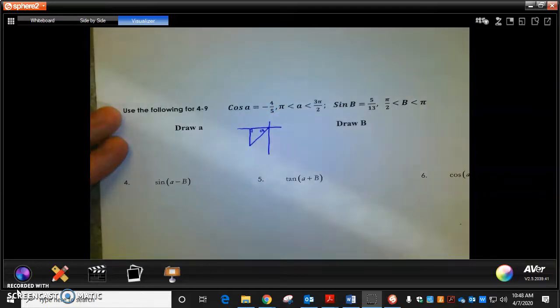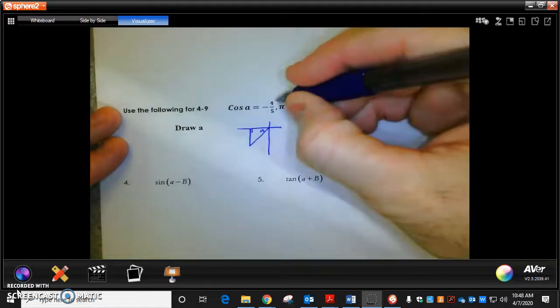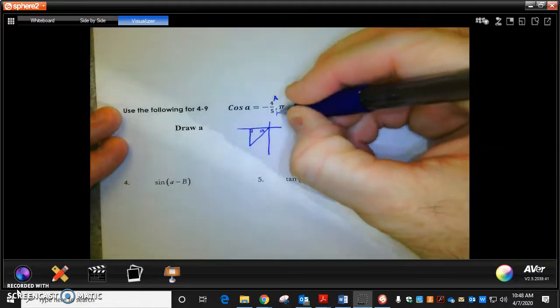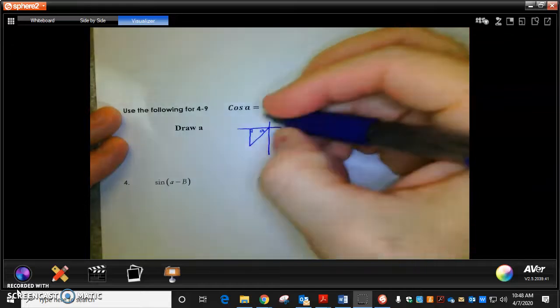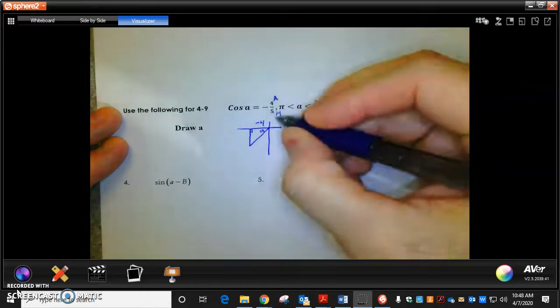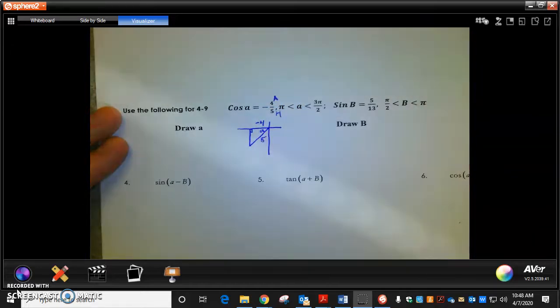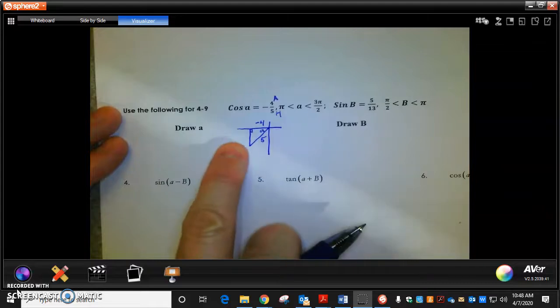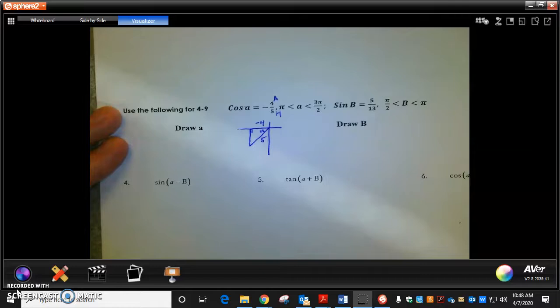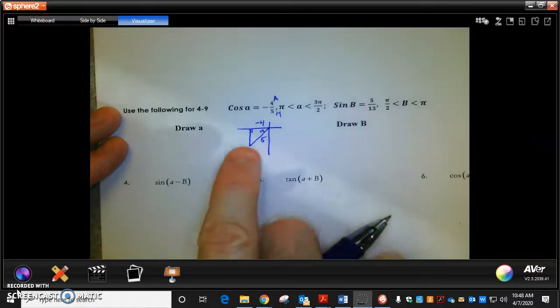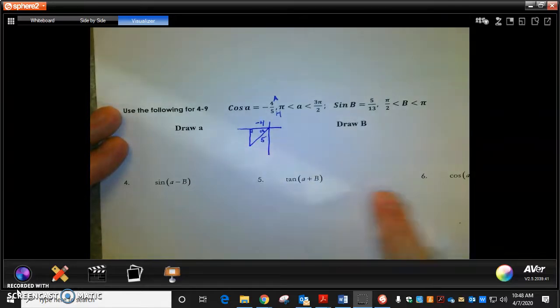And I need to label the adjacent and the hypotenuse, because that's what knowing the cosine tells you. So my adjacent side is negative 4. My hypotenuse is 5. And now I can use the Pythagorean theorem to get the missing side. And once I know that, I'll know everything. I'll know the sine of angle A, the cosine of angle A, and the tangent of angle A. And then I'm going to be using this picture for the problems down here on the bottom.